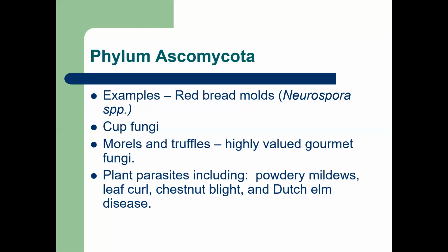In this grouping, we also have some not so fun ones. Powdery mildews, leaf curl, chestnut blight, Dutch elm disease. These are all things that attack trees. They can attack nut trees, fruit trees, shade trees in our yards, along our streets. The Dutch elm disease was highly devastating to this country in the 70s. We lost Dutch elm. We not only lost Dutch elm, but our Native American elm we found was somewhat susceptible to this, and it just wiped out large numbers of elm trees.